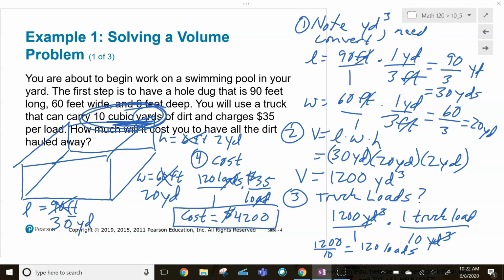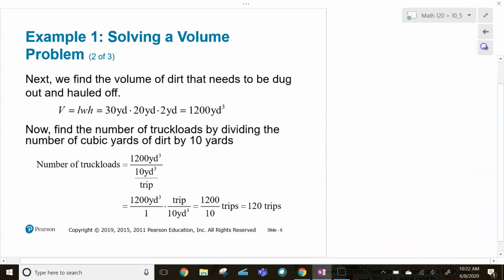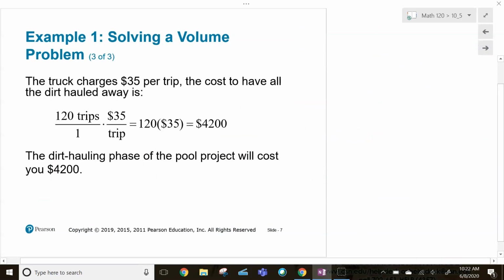Okay, so first in this one, we converted. Second, we found the volume. Third, we divided by those 10 cubic yards so we know how many truckloads, and then figured out the cost by multiplying how many trips you got to take. In this case, it was 120 times 35 bucks per trip. And we get to 4,200. Let's just walk you through this.